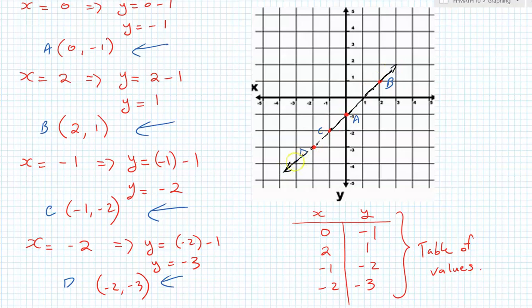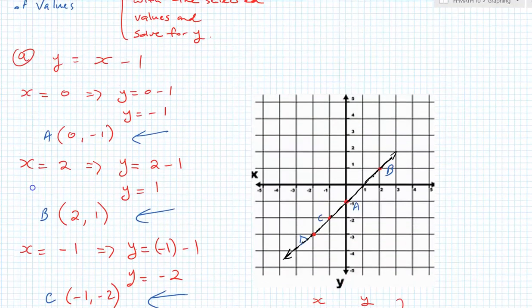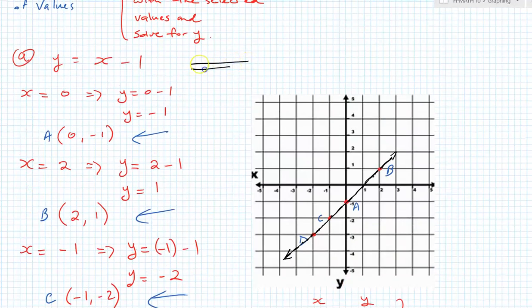I have to kind of manage it the way I'm doing it right now, as you can see, but you have a straight edge or a ruler, put it down very nicely set up, and then draw a straight line through the points, and that represents the graph of the equation y equals x minus 1.